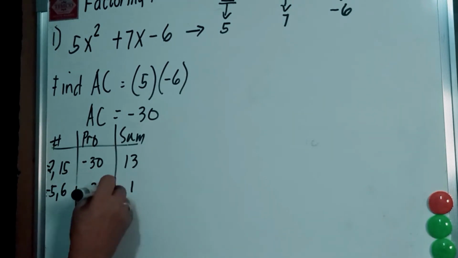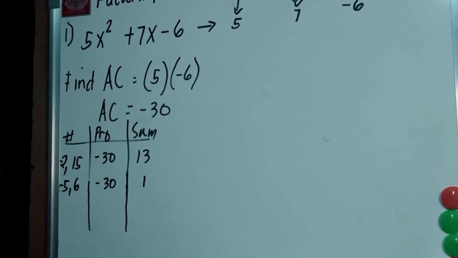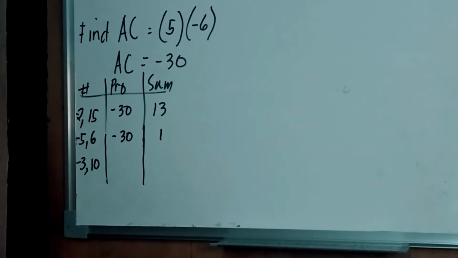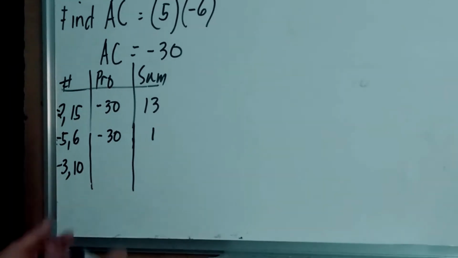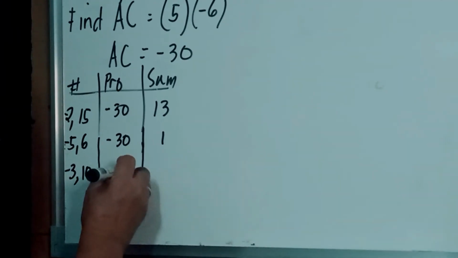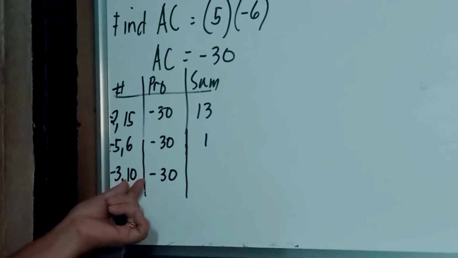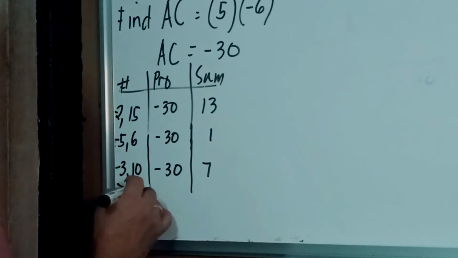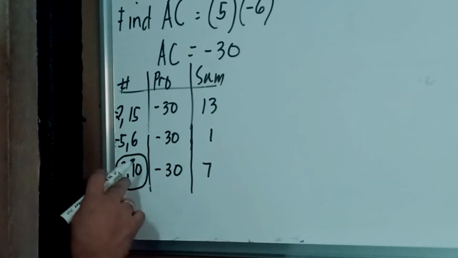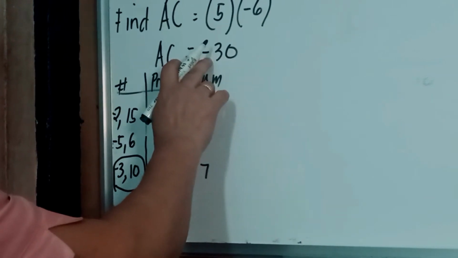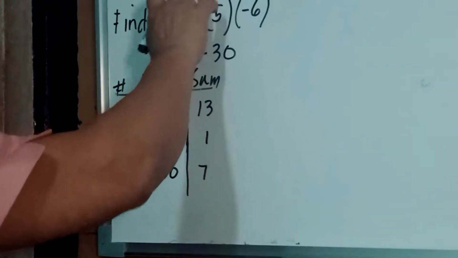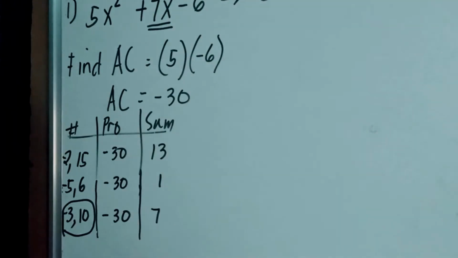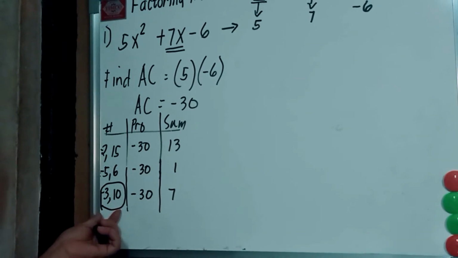So, let us find another pair of numbers. Let us have negative 3 and positive 10. So, negative 3 times 10 is negative 30. Negative 3 plus 10, so that is 7. So, this pair of numbers satisfies this condition. AC is negative 30 and your B is positive 7. So, we need to change your BX using this pair of numbers.